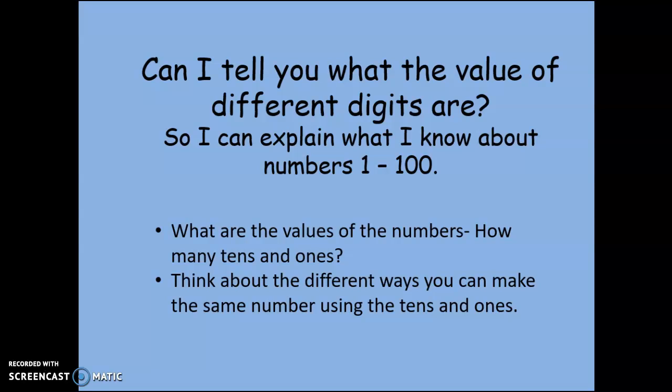So the learning intention is, can I tell you what the value of different digits are, so that I can explain what I know about numbers 1 to 100. So the main things that we need to know about are the values of the numbers. How many tens does it have? How many ones does it have?